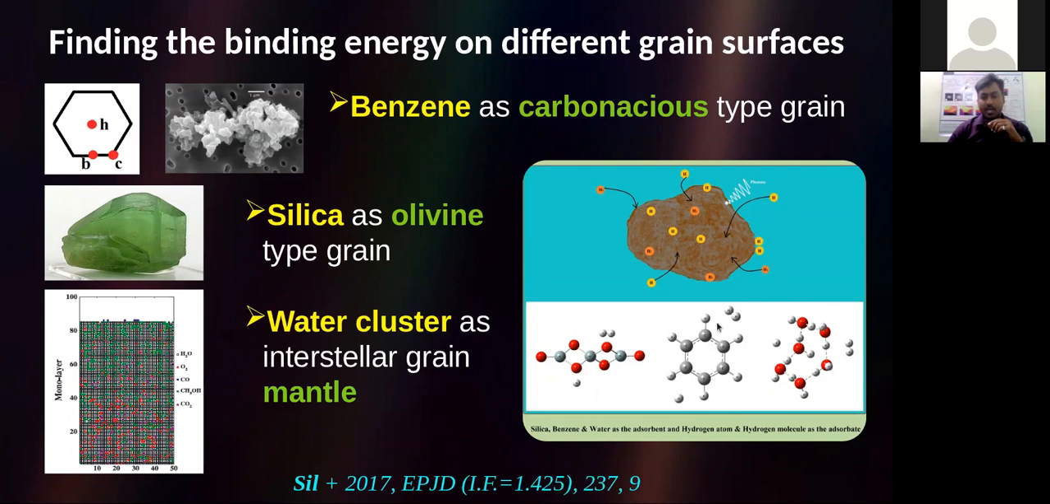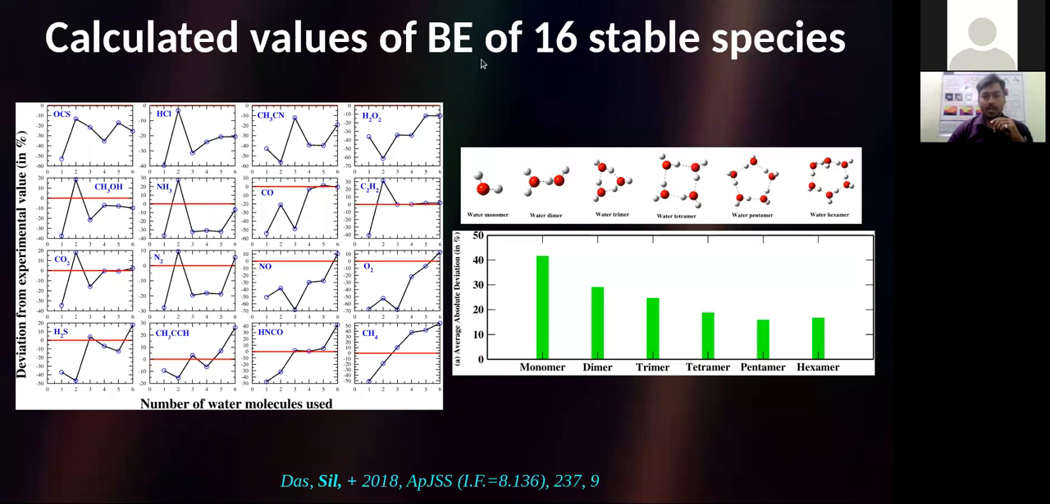There is H and H2, and silica as an olivine type grain. This is the SiO2 cluster containing 3 SiO2 molecules, and a water cluster as an interstellar grain mantle, where 6 water molecules are considered as a water cluster to check H and H2 binding energy. And then we also calculate binding energy of several species. Here 16 stable species are shown.